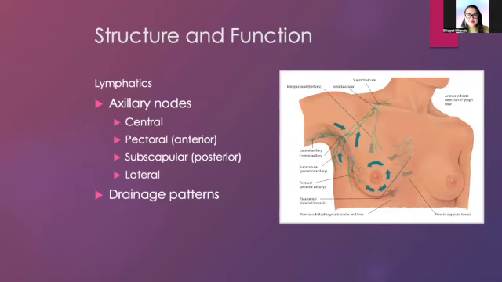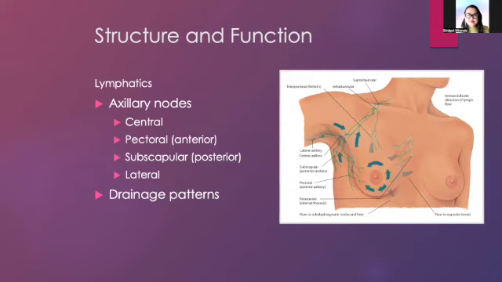Now we're looking at the lymphatic system. There are central axillary nodes high up in the middle of the axilla over the ribs and the serratus anterior muscle. These receive lymph from 3 other groups of nodes. We also see the pectoral or anterior group, along the lateral edge of the pectoralis major muscle just inside the anterior axillary fold.